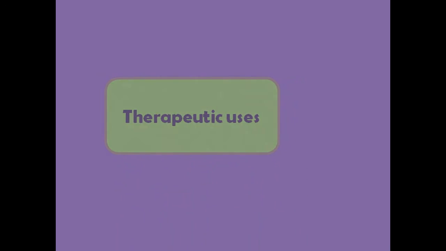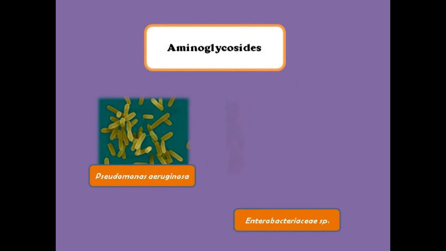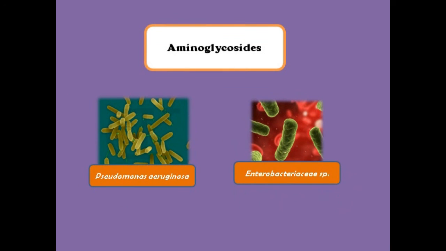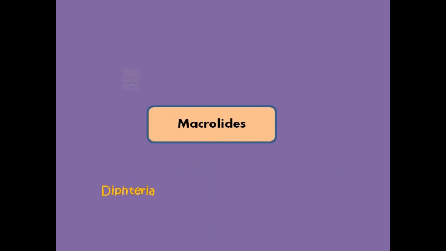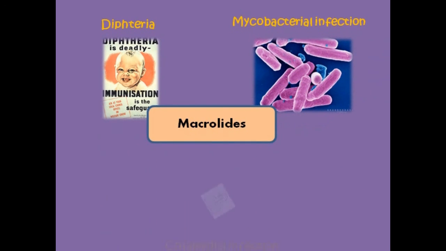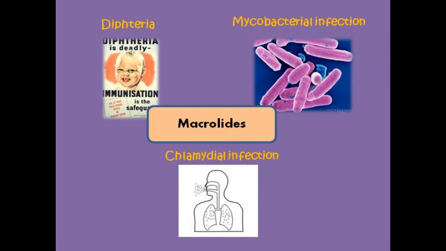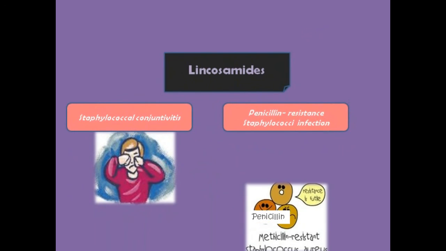Therapeutic use of these antibiotics. Aminoglycoside is used to treat Pseudomonas aeruginosa and Enterobacteriaceae species infection. Next, macrolide is used to treat diphtheria, mycobacterial infection, and chlamydial infection. Lastly, lincosamide is used to treat Staphylococcal conjunctivitis and penicillin-resistant staphylococci infection.